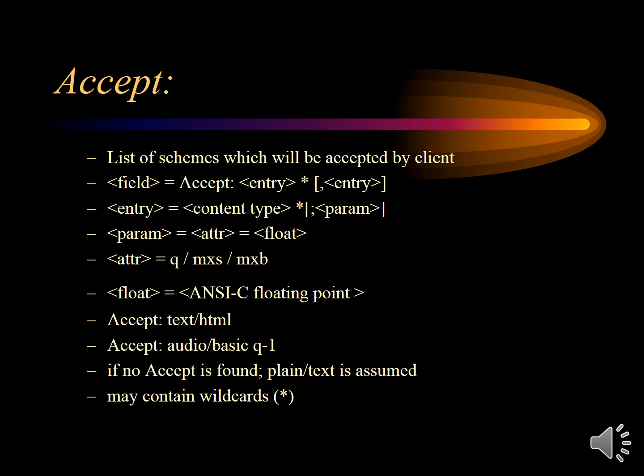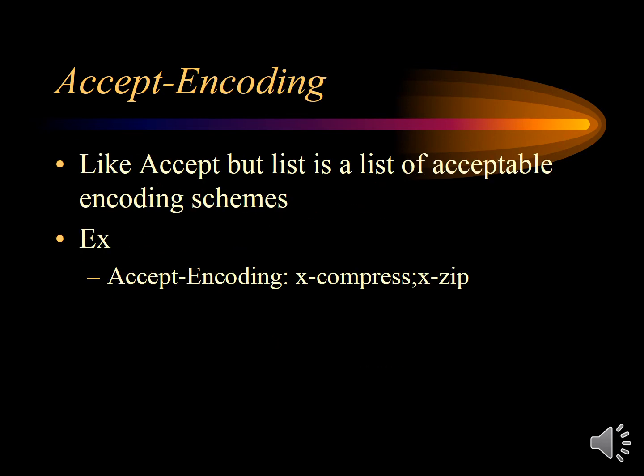Accept is text or HTML, or acceptable audio or basic file. If no accept is found, plain text is assumed. Accept encoding is like accept, but the list is a list of acceptable encoding schemes. For example, acceptable encodings are x-compress and x-zip.